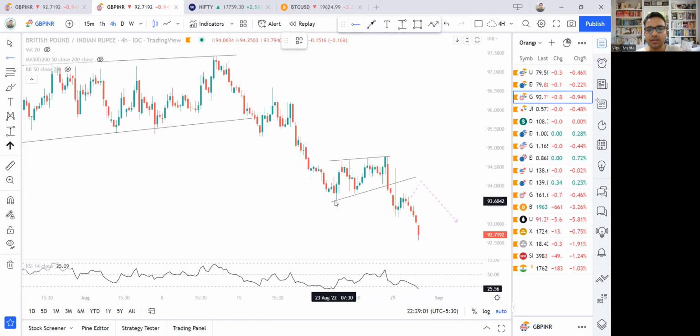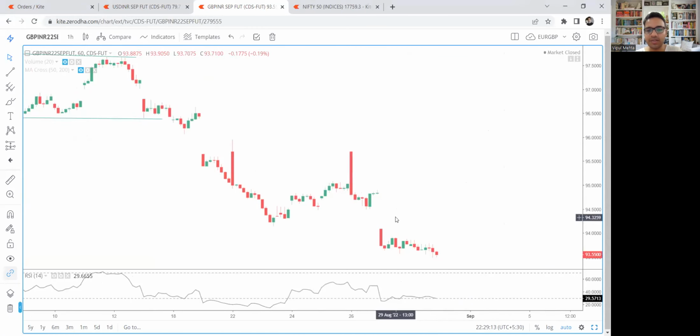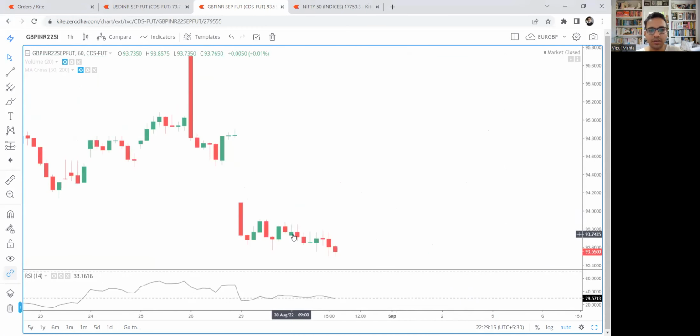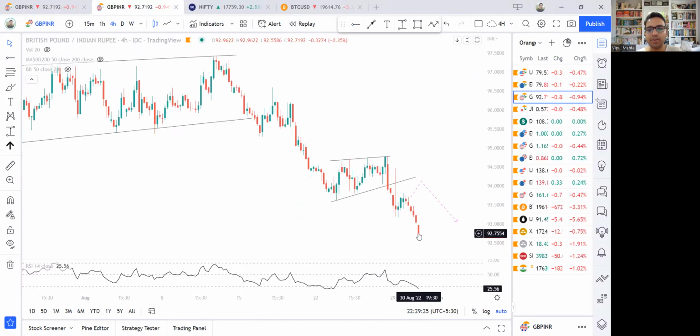So I think this level itself kind of became a good resistance zone for the market, and then just look at the way it has fallen today. It's quite a crazy fall that has happened in the pound. Okay, and this can be shown here in the chart. So this was yesterday. Yesterday the price was here. Today we have done this. Okay, so I think a big part of the fall has happened after hours.